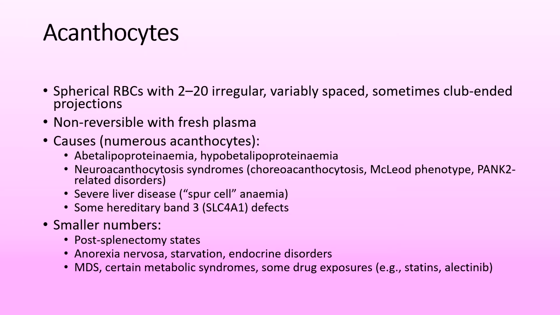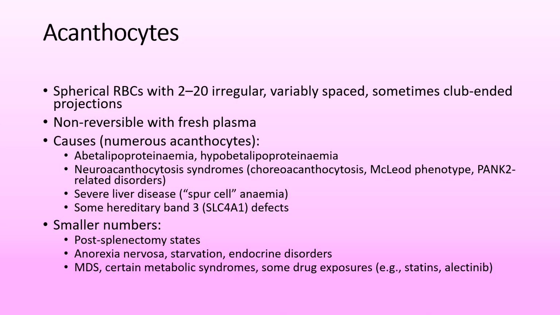Unlike echinocytes, acanthocytes are irregular and often have bulbous projections, and they do not form rouleaux. They are classically seen in abetalipoproteinemia and related lipid disorders within the RBC membrane, where the cholesterol-lipid ratio is altered. The spur cell anemia of advanced liver disease is an important acquired cause that often signifies a poor prognosis.